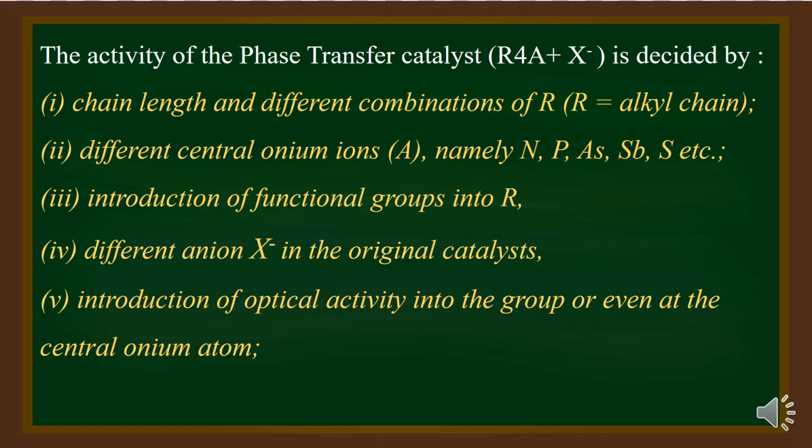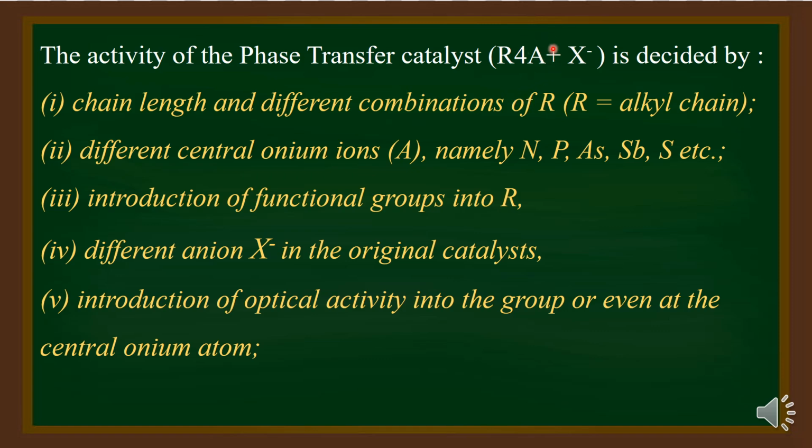The activity of the phase transfer catalyst of the type R4A+X- is decided by the chain length of this group R. With the increase in chain length of this group R, the miscibility in organic solvents of the phase transfer catalyst increases. Not only the chain length, there are 4 R groups. The 4 R groups may be the same or different. Therefore, the combination of 4 R groups is another factor that is deciding the catalytic property of the molecule.